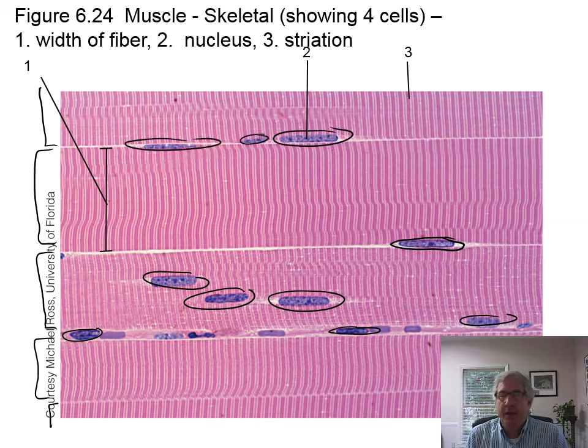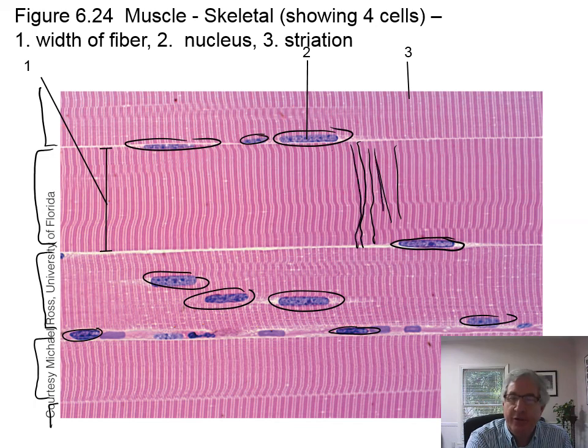And then you have these striations, these stripes all the way across. I can't draw straight on this little pad, sorry. So there are your striations going across the muscle fibers. Those are due to the proteins inside the muscle fiber. There's a regular arrangement of those.